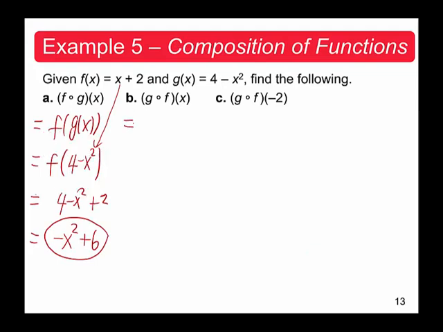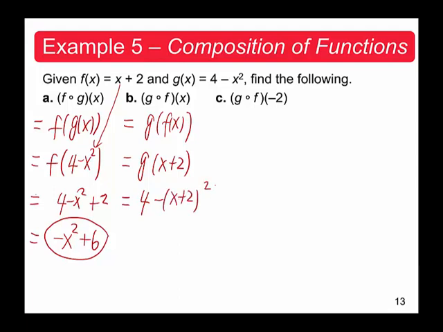Okay, we're going to do it together here. G composite of F. We're going to write it as g of f of x. And again, replace f of x with x plus 2. That's the inner function. The outer function is g of x. Now go back to the outer function. Whenever we see the x, it becomes x plus 2. So you get 4 minus (x plus 2) squared.